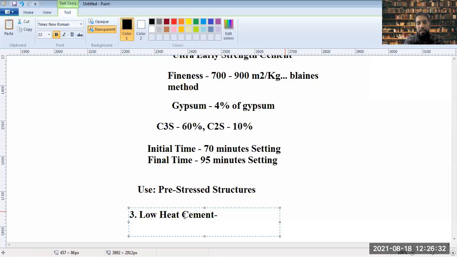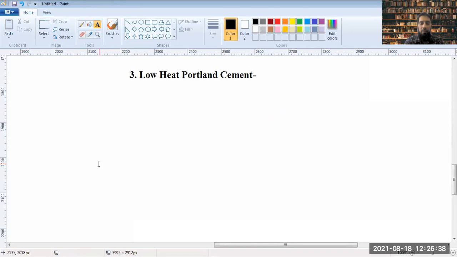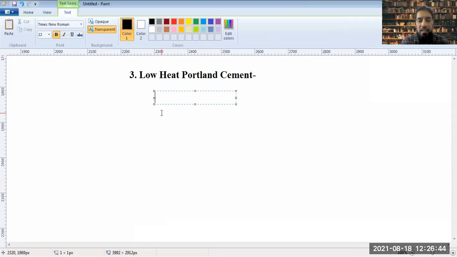Next comes the low heat Portland cement. Now, what is again the name? Low heat. So the production of heat here in this form of cement is less. So why do we want the production of this heat to be less?